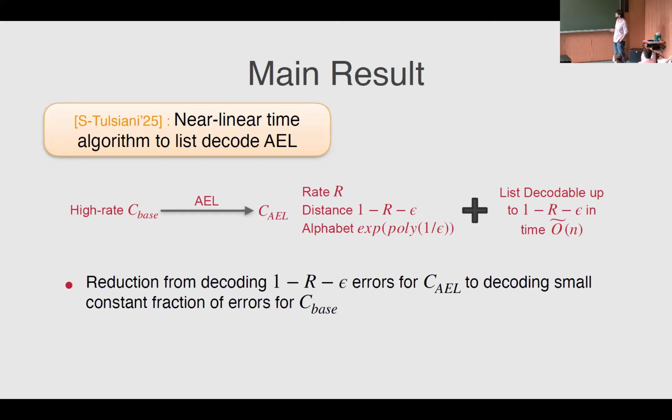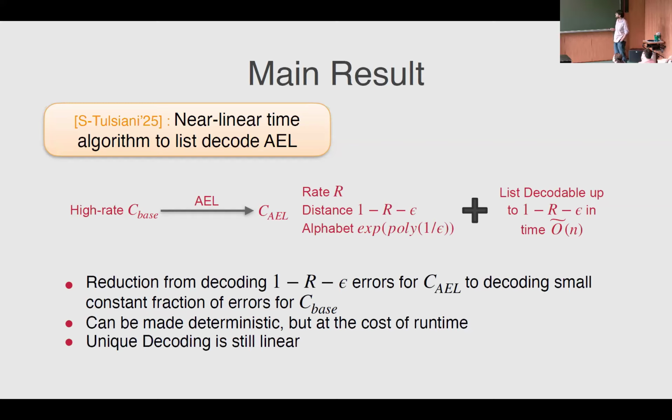Really, our algorithm is a reduction from decoding these 1 minus R minus epsilon errors to decoding an arbitrarily small constant fraction of errors for the starting code. So you can initialize with any base code that is decodable up to some constant fraction, and then this reduction will work. As written, this is randomized. It can be made deterministic, but then this will no longer be near linear time. It will be some fixed polynomial. And as I mentioned before, unique decoding for these codes is just linear time. All of that still holds. This is just additional features on top.